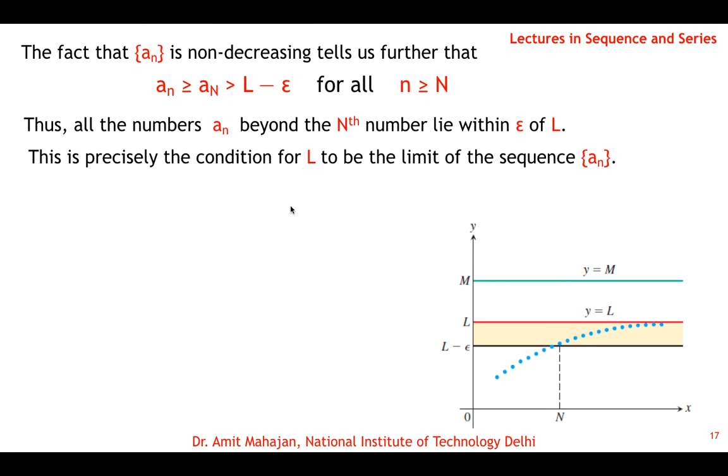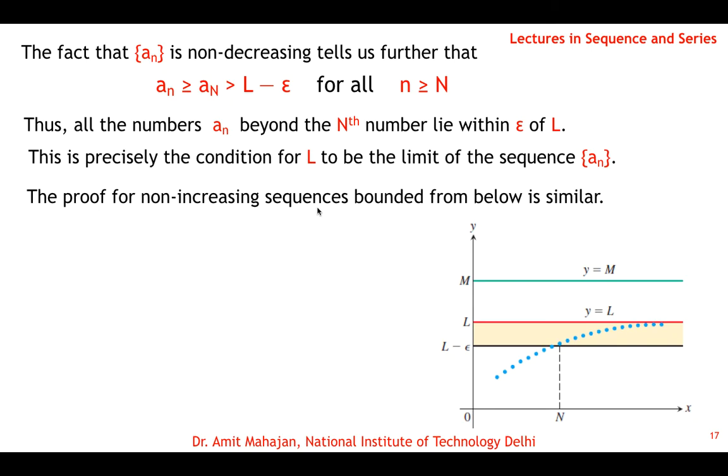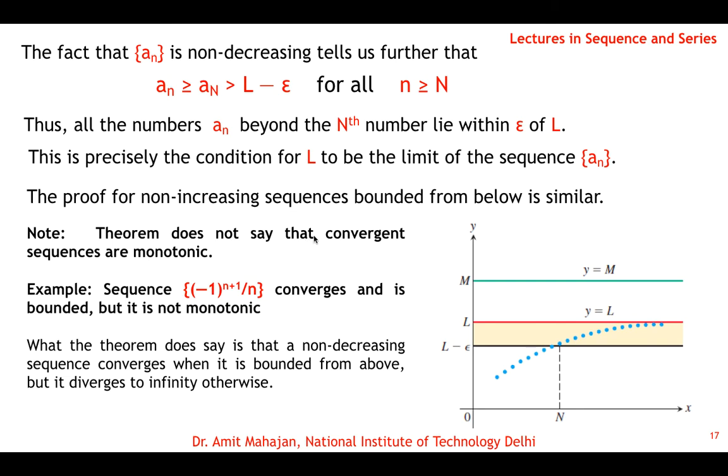Similarly, you can prove it for a non-increasing sequence which is bounded from below, with the same concept. Importantly, this theorem says that every sequence which is bounded and monotonic is convergent. But this does not say that every convergent sequence is monotonic. That is not true. The theorem does not say that convergent sequences are monotonic.